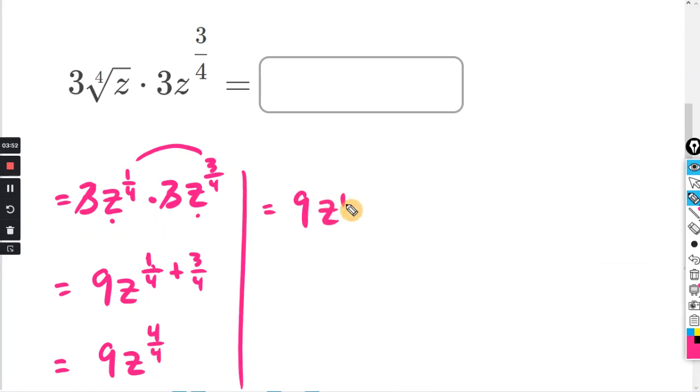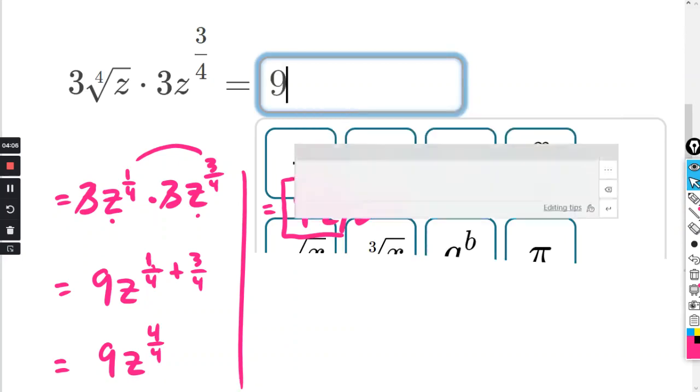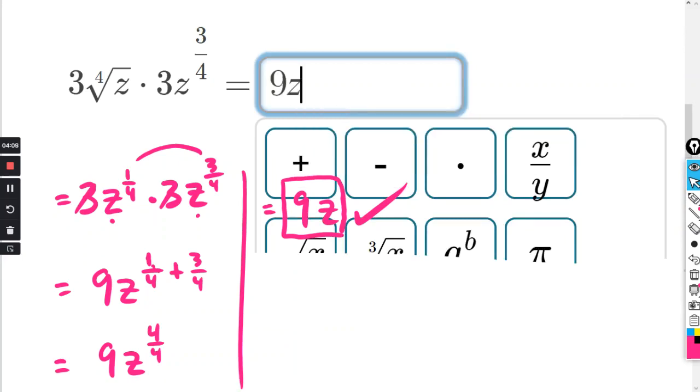But when you have a 1 as an exponent, you can just leave it out. So that is just 9z instead of 9z to the power of 1. Same thing. Final answer. So just click in the box and type 9z.